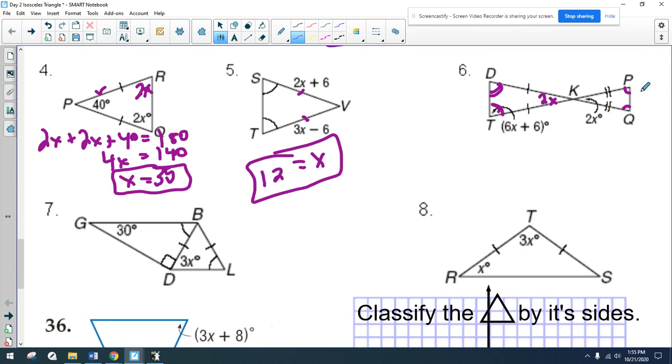We cannot find P and Q. We cannot find them. It's impossible. You could do 2x plus x plus x, but it would have to be a different letter. And so that would make it pretty difficult.